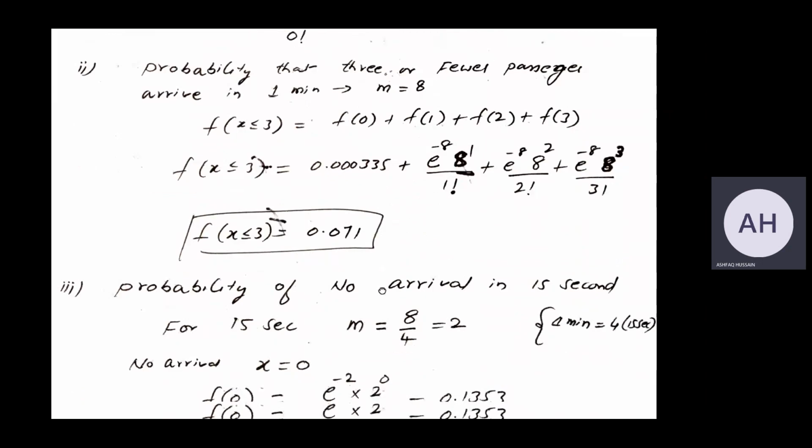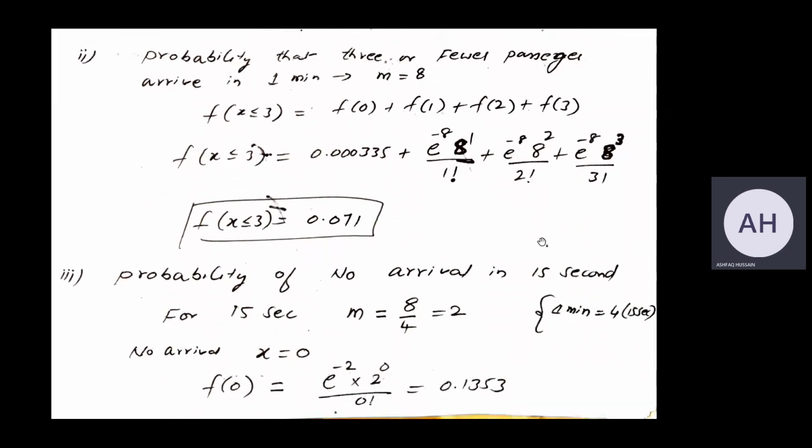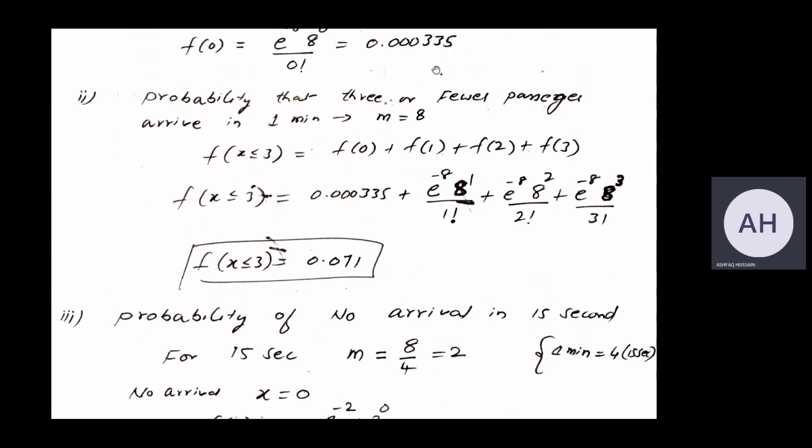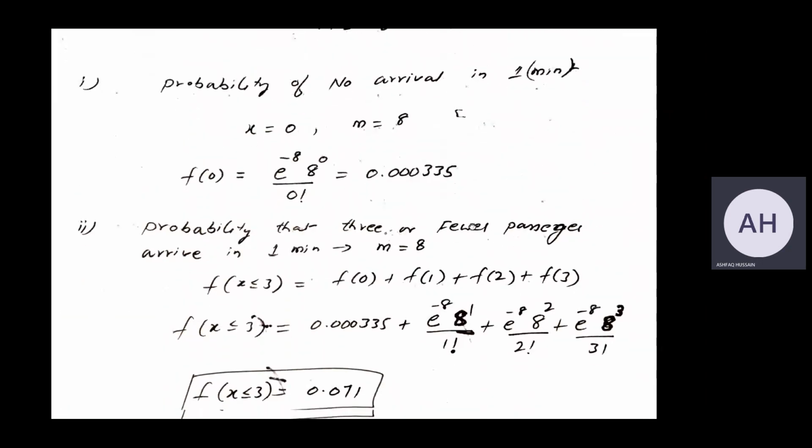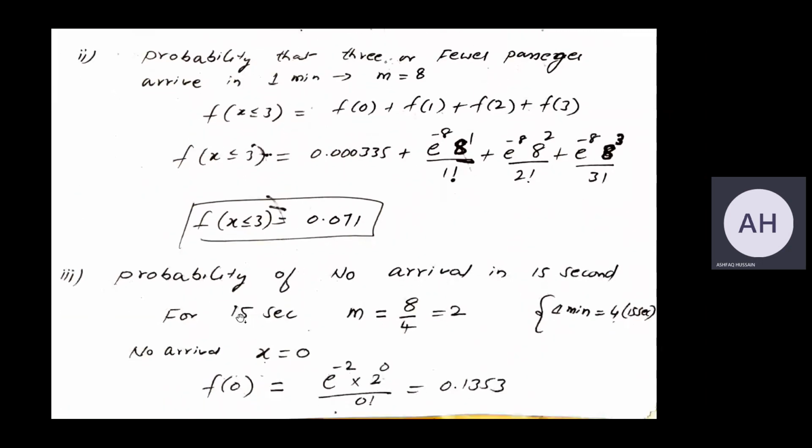Okay. Next, third point. Probability of no arrival in 15 seconds. Now I told you, this mean value is given per minute. So in order to convert to seconds, every minute has four 15-second intervals. So divide by 4, then you will get m equal to 2. Now the question is, what is the probability of no arrival in 15 seconds? No arrival means x is equal to 0. Put x equal to 0, but here m will be 2, not 8. Remember that this is 15 seconds.